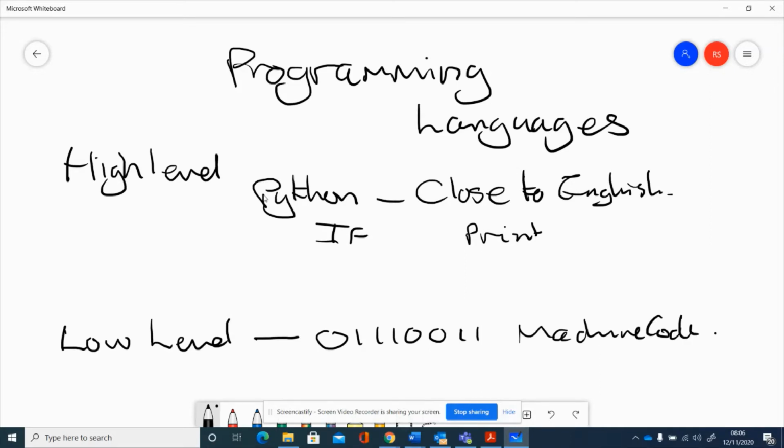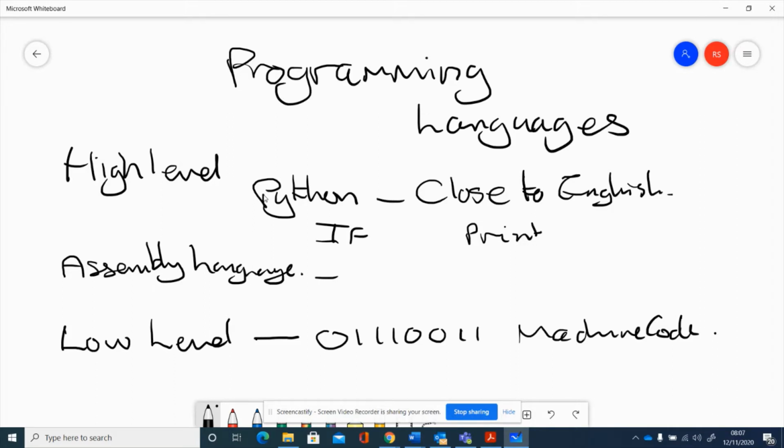So binary language that the processor understands, or the processor can interpret, is machine code, and that is the lowest level language. So when we write in Python, it needs to be converted into a low level language, machine code. There is an intermediate language as well, which we sometimes call assembly language. And assembly language is sort of a halfway house between these, although it doesn't have to be used.